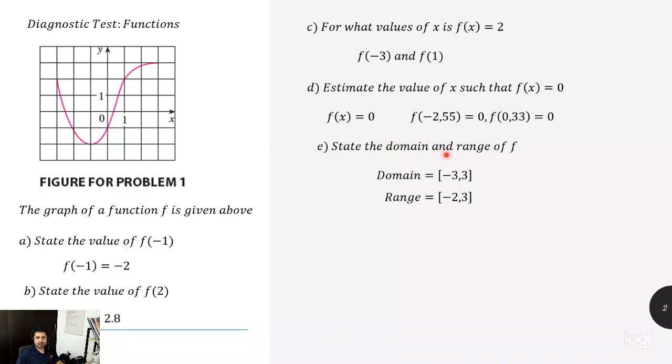State the domain and range of f. Remember that the domain is the set of values where the function is defined, on the x-axis. As you can see here, it is defined from -3 to 3. We don't have arrows here. If we had arrows, we could see that it goes from -infinity to +infinity, but that's not the case because it's limited between these values. And the range should be from -2, which is this one, to 3. So this is the range of this function.